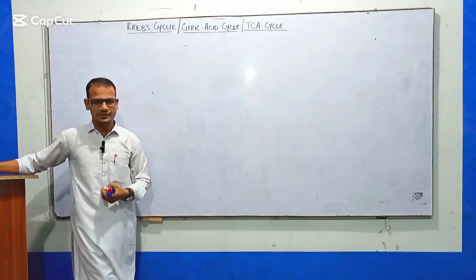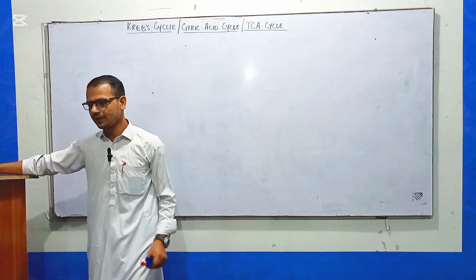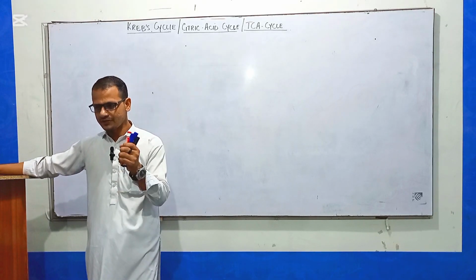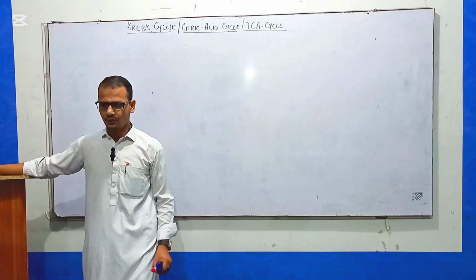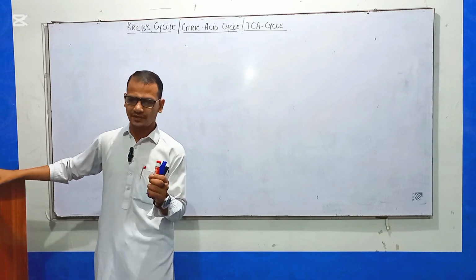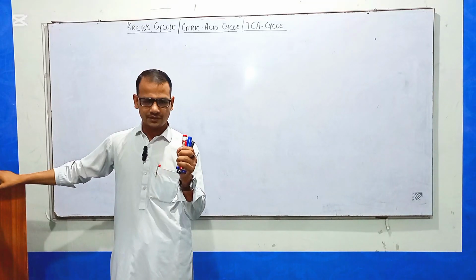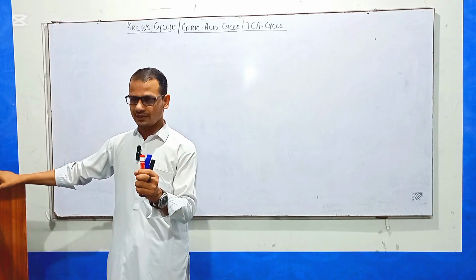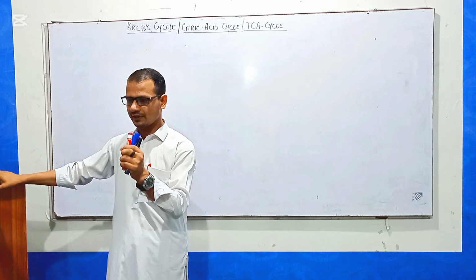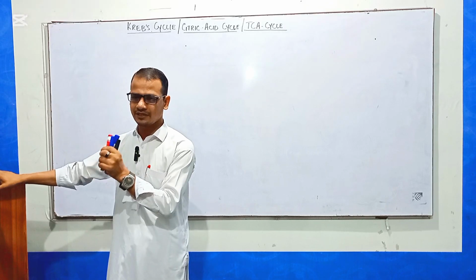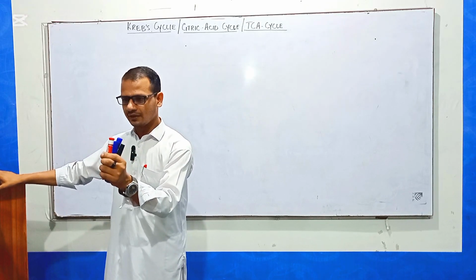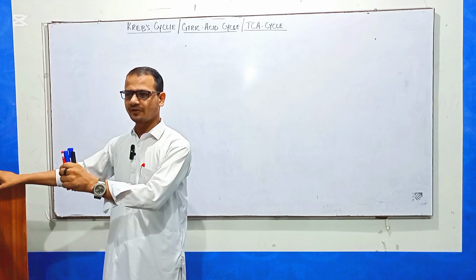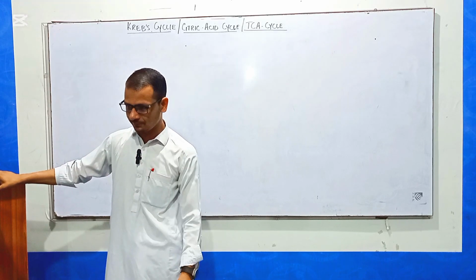Today we are going to discuss the Krebs cycle. It is also known as the citric acid cycle. Why is it called the citric acid cycle? It is called the citric acid cycle because the first product in the Krebs cycle is citric acid, citrate. When oxaloacetate reacts with acetate, it will form citrate, citric acid. So it is called the citric acid cycle.